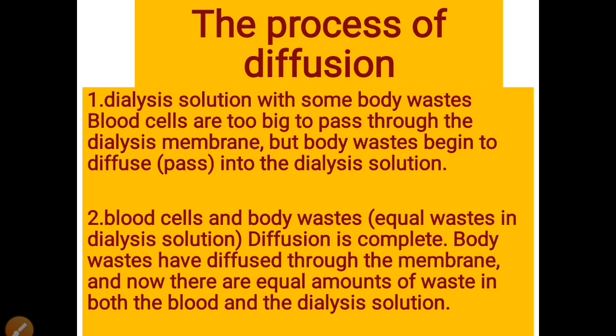So in diffusion, the dialysis solution with some body waste, blood cells are too big to pass through the dialysis membrane, but body waste begins to diffuse into the dialysis solution. Blood cells and the body waste diffusion is complete. Body waste has diffused through the membrane, and now there are equal amounts of waste in both the blood and the dialysis solution. So in short, we can say that the matter we have already discussed. In the diffusion process, blood flows through the dialyzer machine, and the dialyzer works as a semi-permeable membrane and cleans the blood.